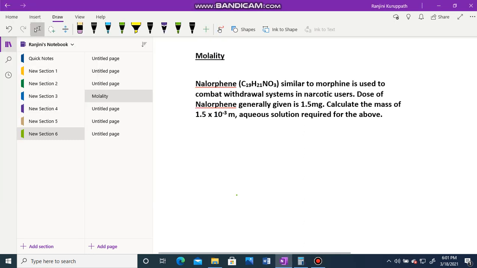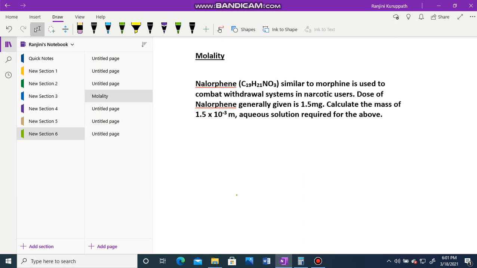So today I am taking a question from molality, class 12, chapter Solutions. It's a problem-based chapter, so you will get a 3-mark question where you have to solve a problem. One of the questions will be related to molality. And the question is given here.